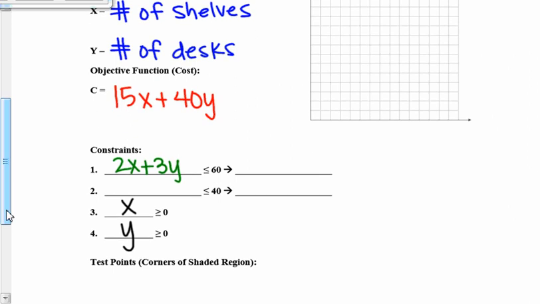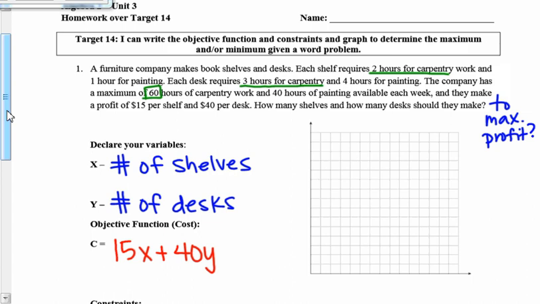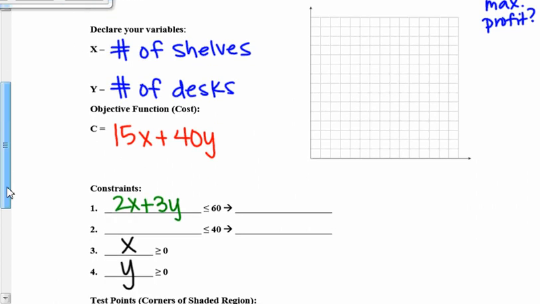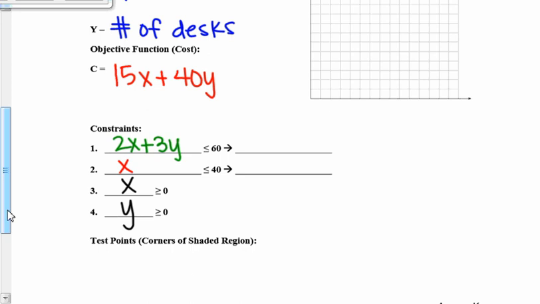Now, the other one having to do with 40, that has to do with painting. So 40 hours total for painting. A shelf requires 1 hour for painting and a desk requires 4 hours for painting. So 1x plus 4y. I'm just going to write x plus 4y. Has to be less than or equal to 40. They only have 40 hours for painting.